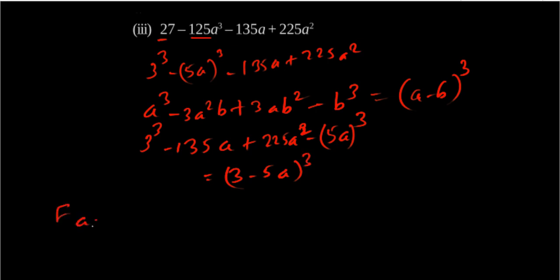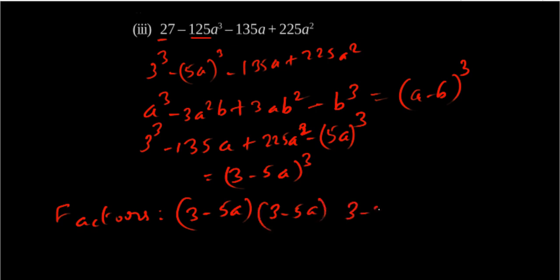So the factors are (3 minus 5a) into (3 minus 5a) into (3 minus 5a).